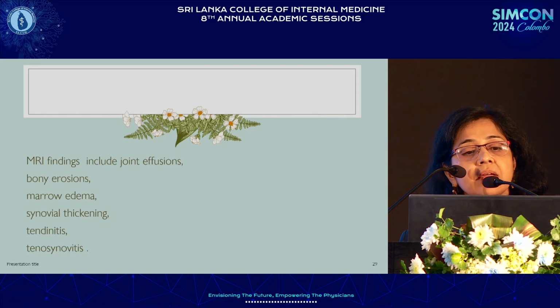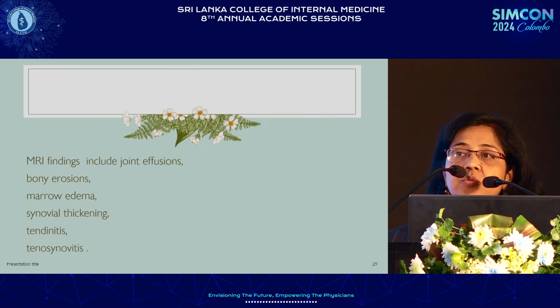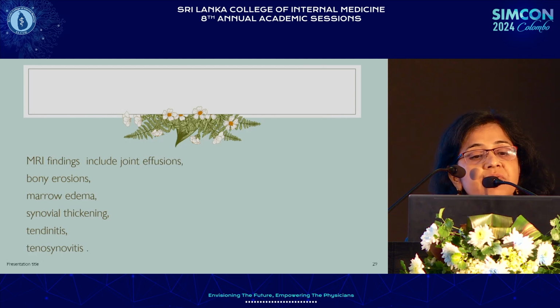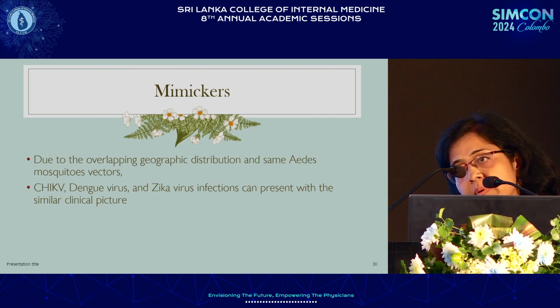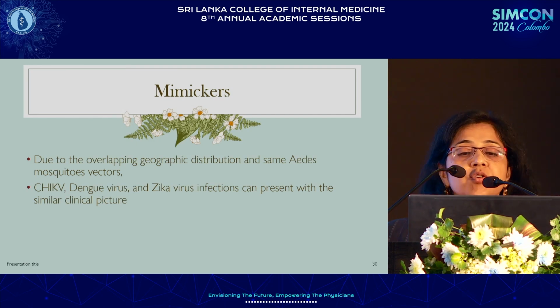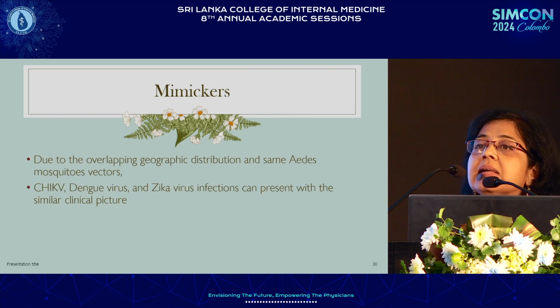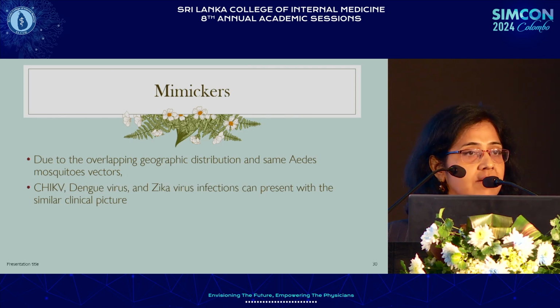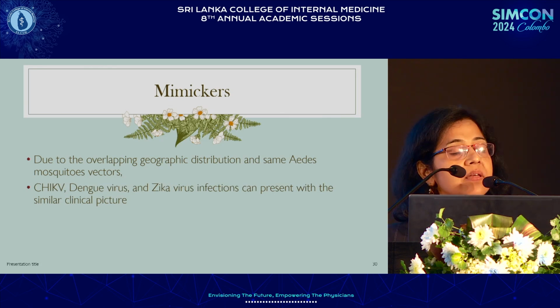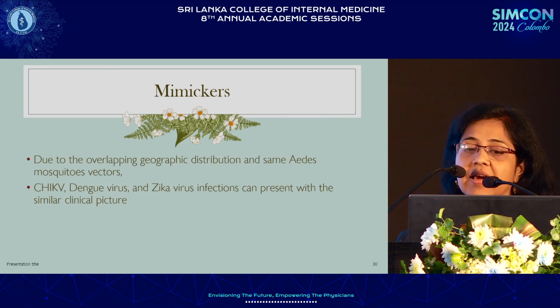The MRI findings, as I have said, also mimic the chronic autoimmune diseases like rheumatoid. So there may be synovial thickening, even bony erosions may be found, and marrow edema. Another problem that can arise, in the case of acute arthritis, is that dengue virus, Zika virus, and chikungunya virus have similar or overlapping clinical findings.